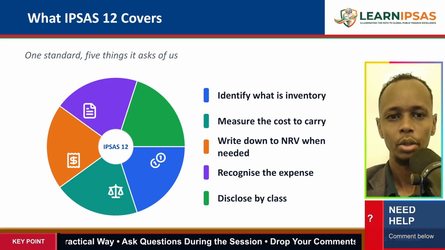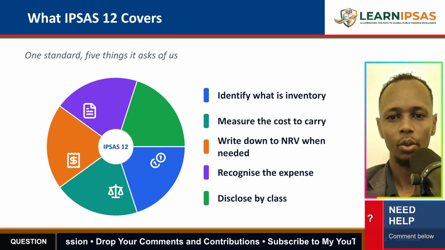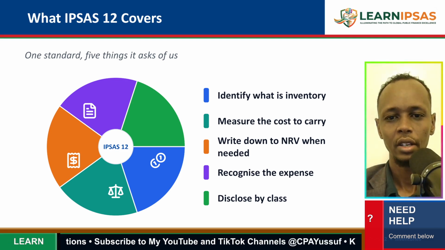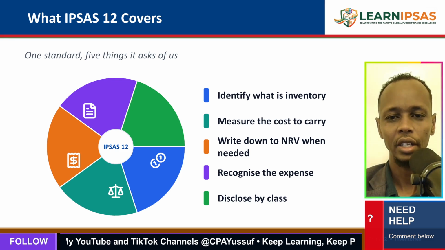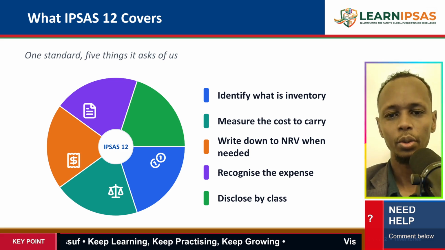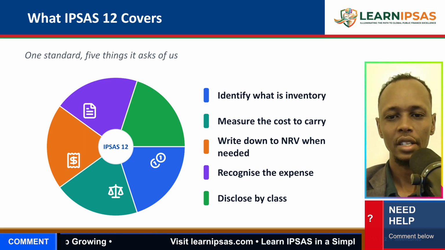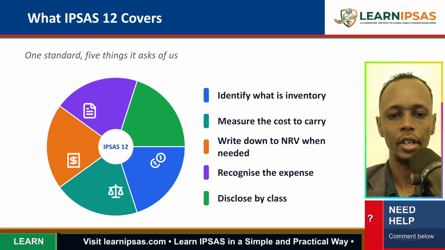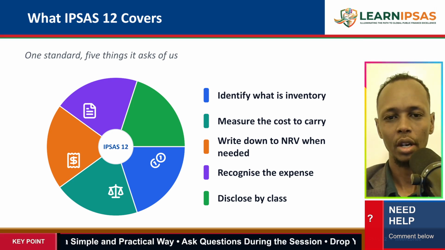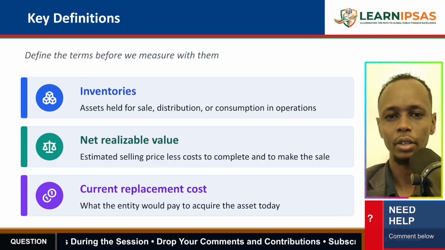So today I will take you through IPSAS TOLIF inventory, and this is my outline. First, we will identify what inventory is, then we will measure the cost to carry. What are the costs? What cost will you use to carry initially and subsequently? Then I will also take you through the write down to NRV, what you need to recognize as NRV when needed, and recognize the expense. How do we recognize the expense? And then how do we disclose? How do we disclose under this IPSAS TOLIF? So let us dive deep into it by starting with the key definitions.